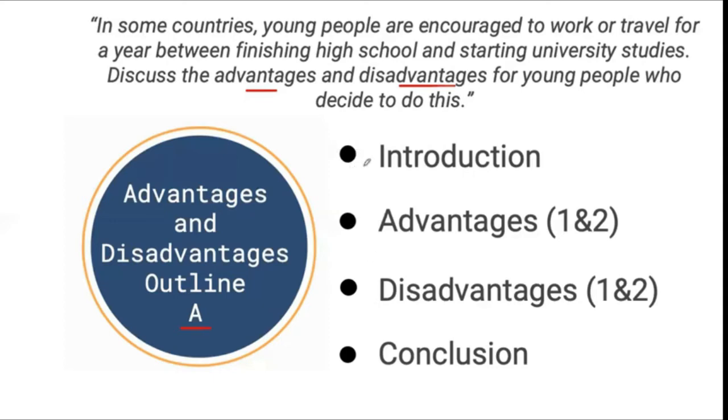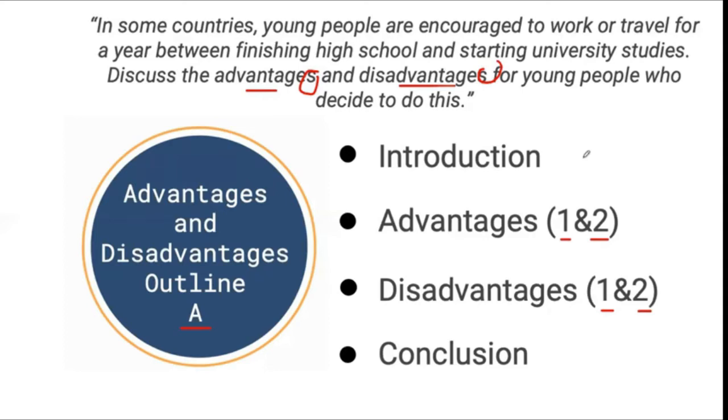So you would start with an introduction in your first paragraph. Your second paragraph would have advantages 1 and 2. Your third paragraph would have disadvantages 1 and 2. And I've put 1 and 2 because you see that these are plural. So advantages and disadvantages. If you just write one advantage and one disadvantage, you're not fully adhering to the task and it isn't as developed as it could be.